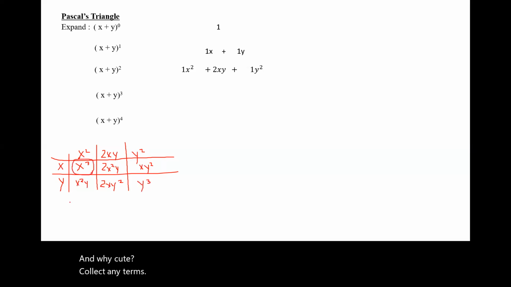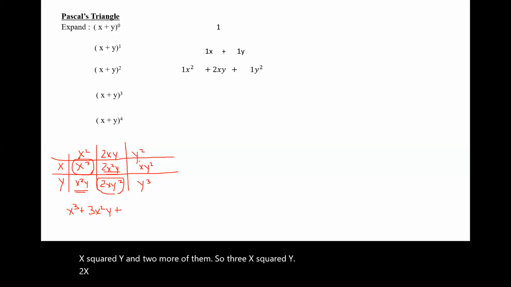We have x cubed, x squared y and 2 more of them, so 3x squared y. Two xy squared and another xy squared, so that's 3xy squared. And then our final term, y cubed.